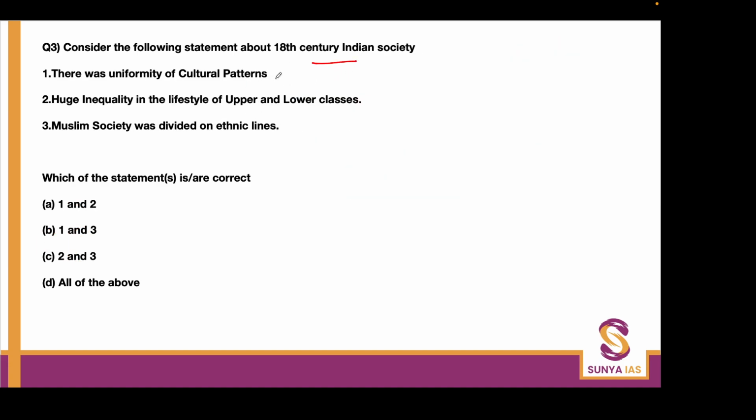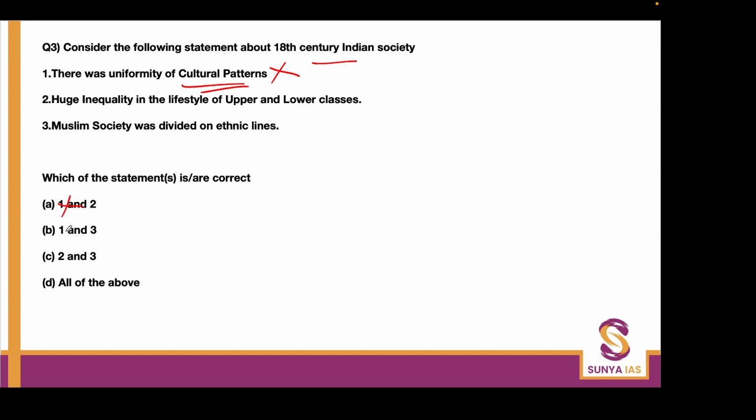There was uniformity of cultural pattern, huge inequality in lifestyle of upper and lower classes. Muslim society was divided on ethnic lines. Now, which of them are correct? There was uniformity of cultural pattern has never been correct about India. This is one statement you can always be sure of: there has never been a time where there was a homogeneous or uniform Indian cultural sensibility.